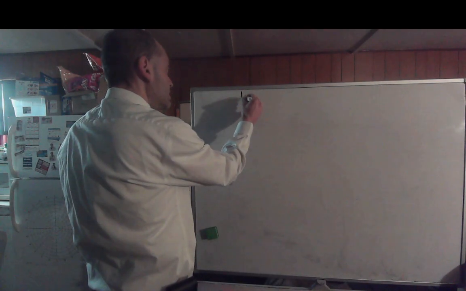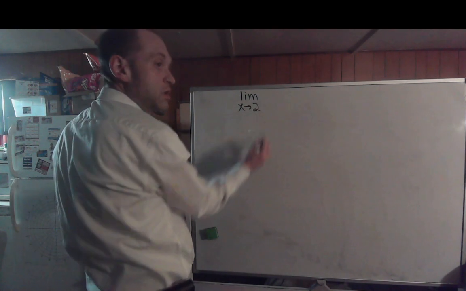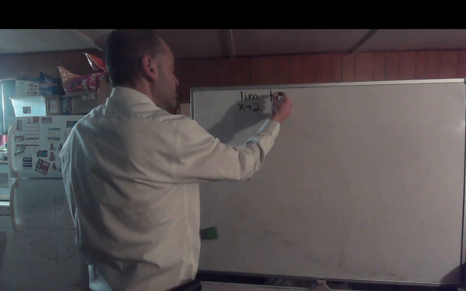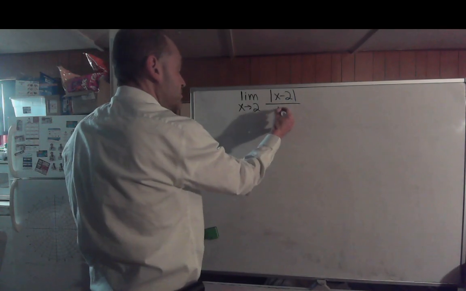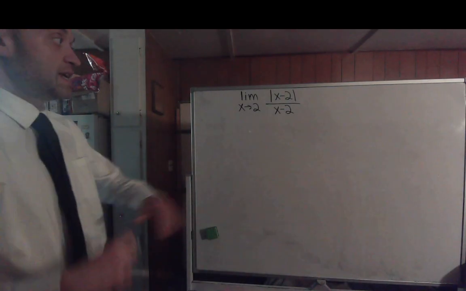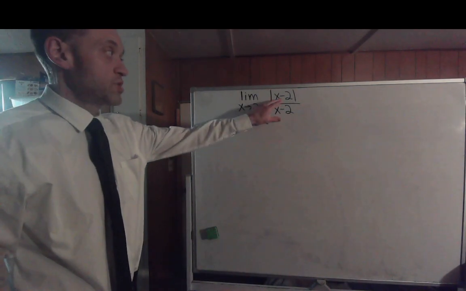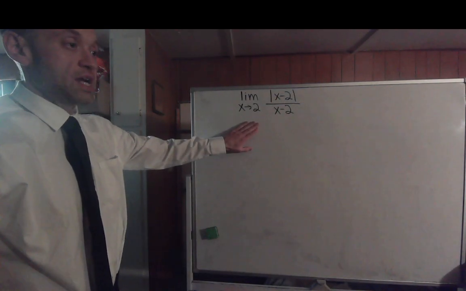Alright, so let's say we want to find the limit as x approaches 2 of the absolute value of x minus 2 divided by x minus 2. Well, we definitely can't use direct substitution because you'll get 0 over 0, so direct substitution's not going to work.